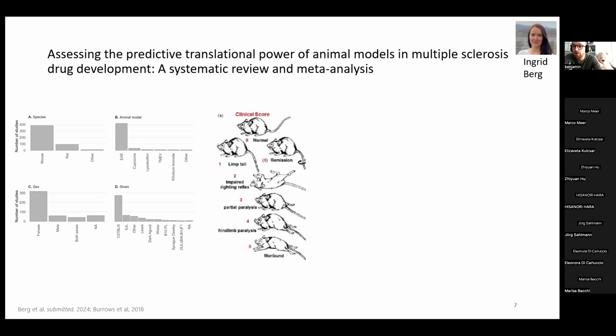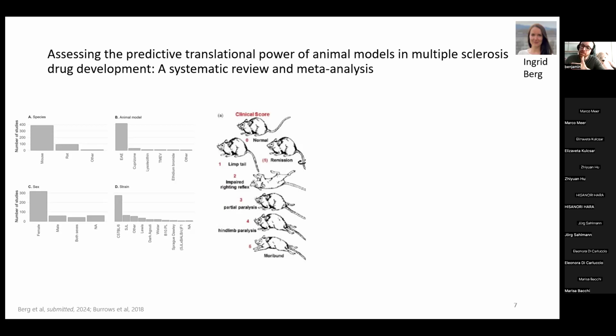And to look at that, we particularly looked at this EAE score, the clinical score you can see here. You basically measure how well the mouse, or how badly the mouse, or how functionally impaired a mouse is from 0 to 5. 0 means the mouse is completely healthy, and 5 means the mouse is dead. And we looked at the effect sizes, and again we would assume that drugs which reach regulatory approval would have stronger effect sizes.